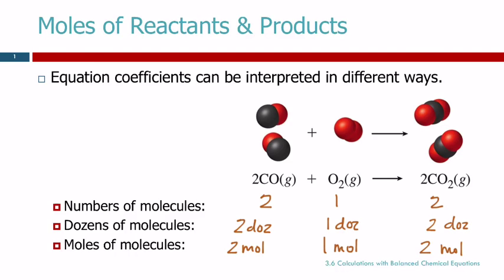Okay, so any chemical reaction, basically what we're doing is we're taking this and I'm just going to get rid of this. We're inserting mole, the unit mole. 2 moles of this, 1 mole of that, 2 moles of that. That's the most common way that we interpret chemical equations. Any other questions?